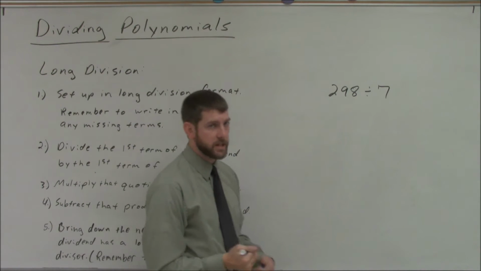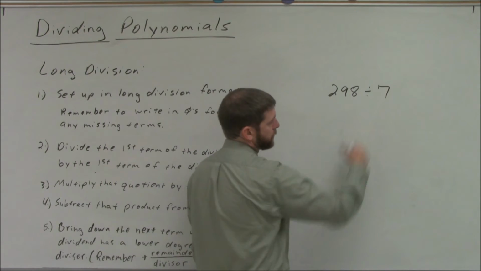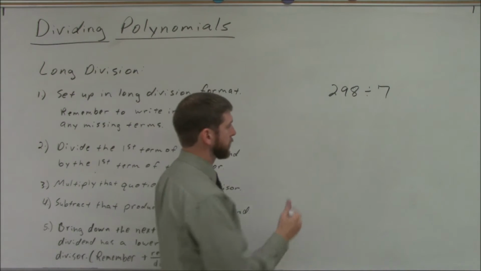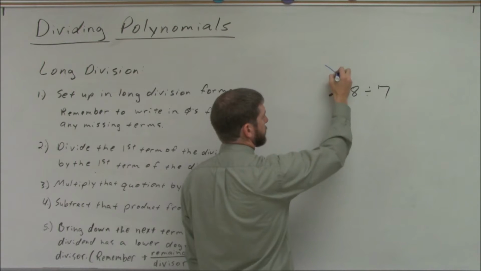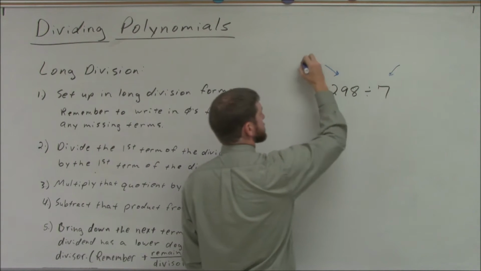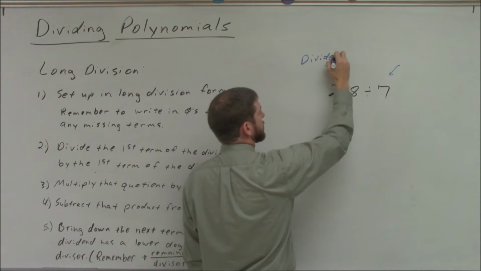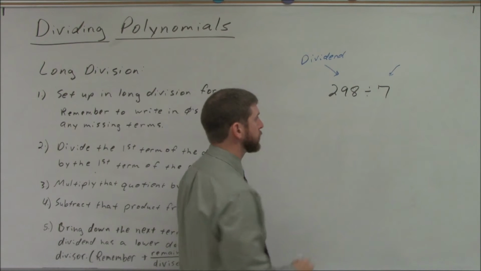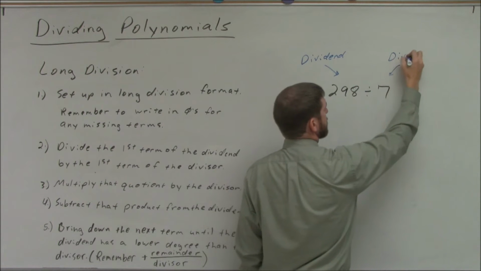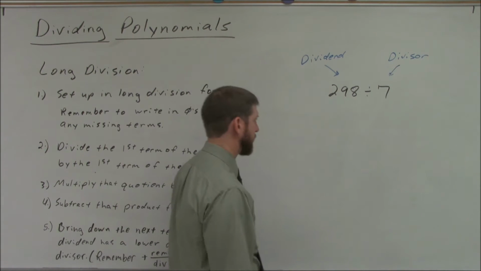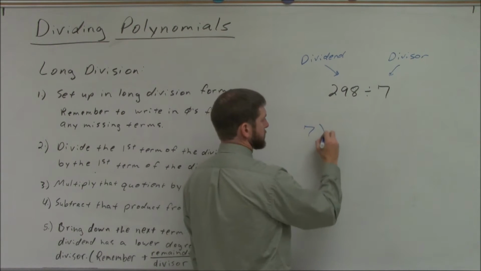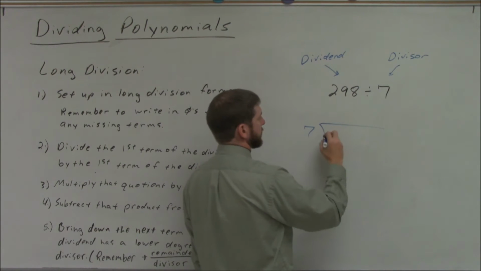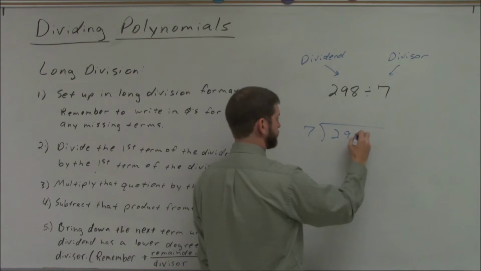Let's go through the setup once again. To do long division, we have to put it in long division format. A couple of terms real quick. This is the dividend, the one we're dividing into. This is the divisor, the one that we're dividing by. So the divisor goes on the outside, dividend goes on the inside.